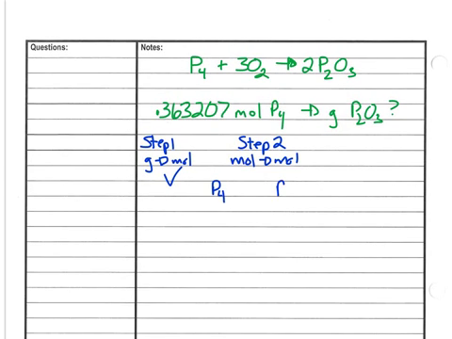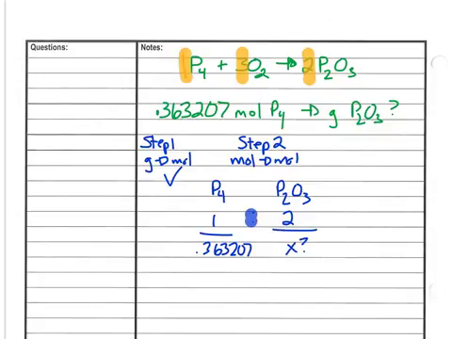So I've got P4, and I want the P2O3, and I have a 1, which you can't see. It would be right here. There's a 3 and there's a 2. I'm using the 1 for the P4, and the number in front of my P2O3 is a 2. And I have 0.363207 moles of the P4, and I want to figure out what this is. Hopefully you can see that really all I'm going to be doing is multiplying by 2. So I'll get twice as much of the P2O3.